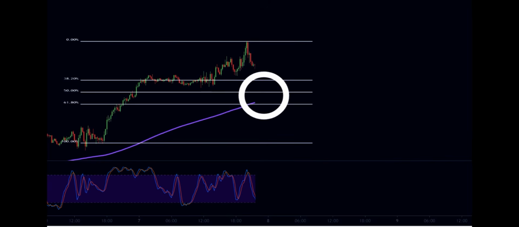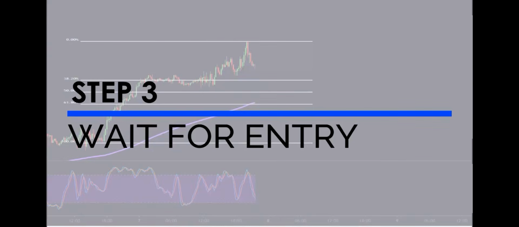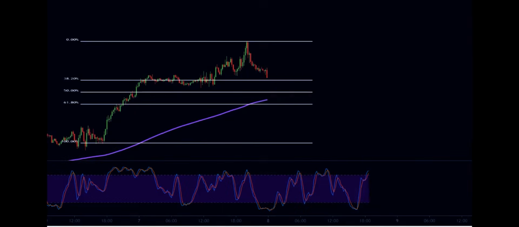When it touches one of these three lines, we want the stochastic to cross above the 20 level. That would indicate that the stochastic is coming out of an oversold area, and we can expect the price to move higher. The third step is to wait for our entry.